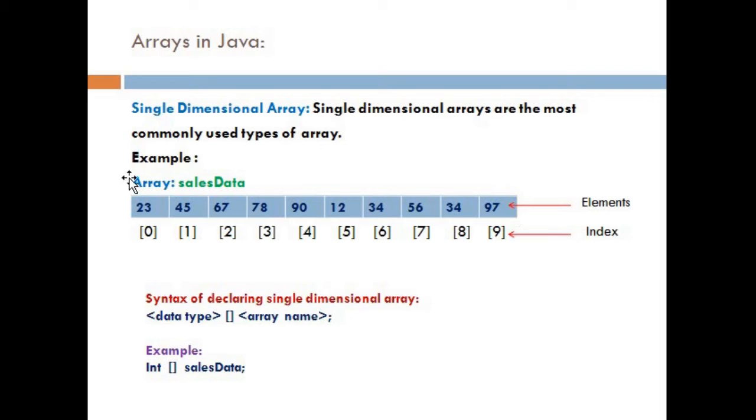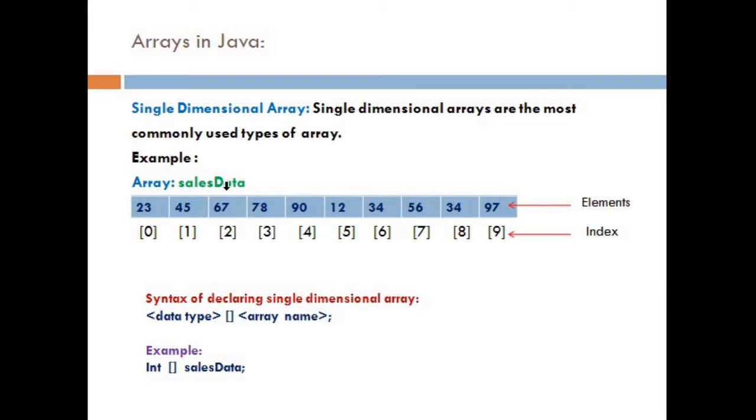Now this is just a pictorial representation of the array named sales data. If we need to declare this single dimensional array called sales data, we have to follow a particular syntax. Now see the syntax of declaring the single dimensional array. The syntax goes like this. At first you have to specify the data type, followed by the square brackets, and then the name of the array, and at the end terminate that declaration with a semicolon.